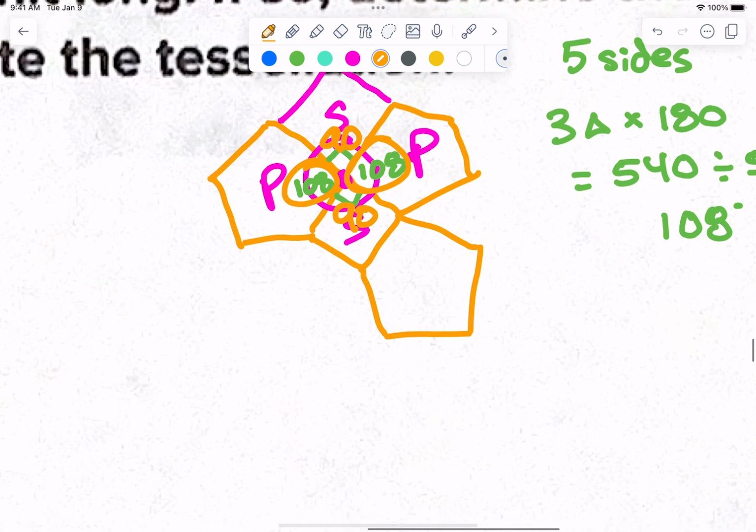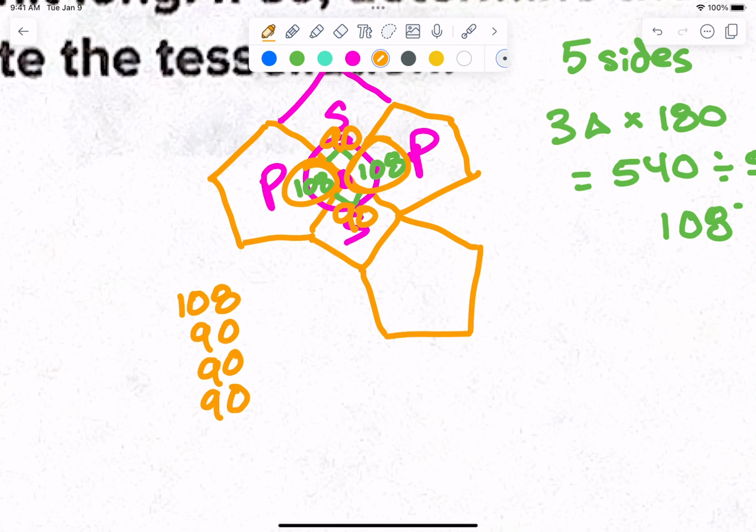Well, 90 plus 90 plus 108 plus 108, that's 396. And that doesn't work? So that's already too much. What if we have a 108 and 3 90s? A 108 and 3 90s, would that work?